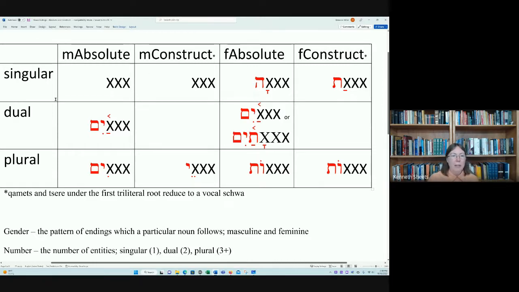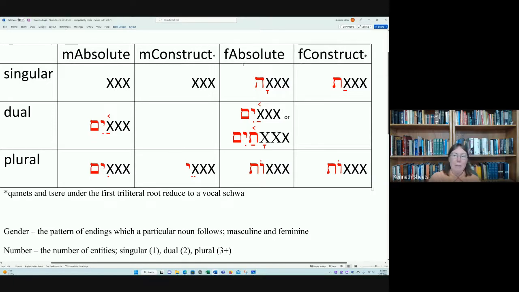So masculine singular construct, no ending. Masculine plural construct, we have the tsere yod ending. Now, you'll notice that I do not have a masculine dual construct form. That is because the form of the masculine dual construct is the same as the masculine plural construct. So they're the same form there.